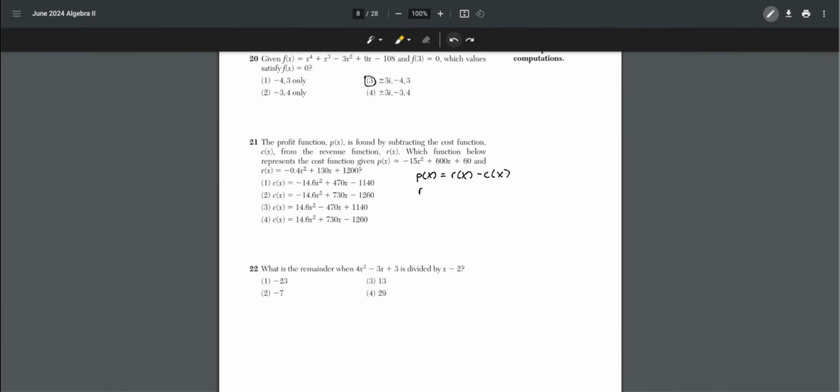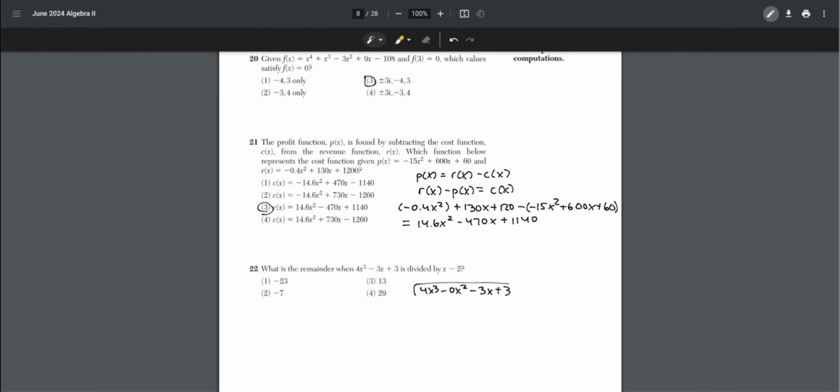We know that p of x is equal to r of x minus c of x. Therefore, r of x minus p of x is equal to c of x. Once we subtract p of x from r of x, we get 14.6x squared minus 470x plus 1140, which is choice C.